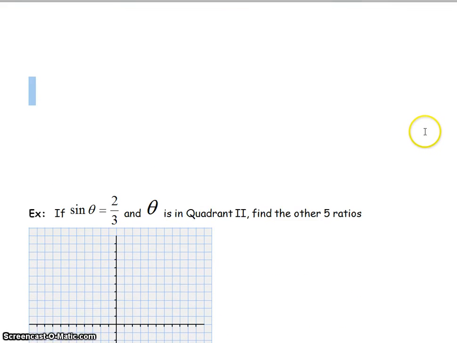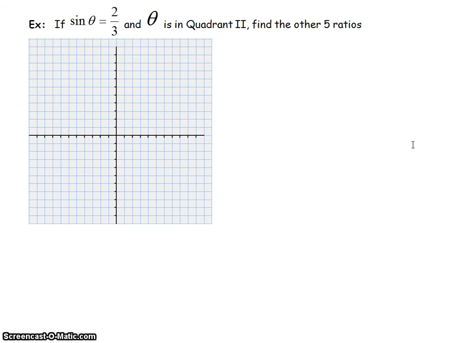Now I'm going to talk about a couple other things that we can use with trig ratios when we don't know every single piece of information. First of all, notice we have this information here. We know sine is 2/3, and we know that the angle is in quadrant 2. So we know that this angle is all the way over here. But we know something about it.